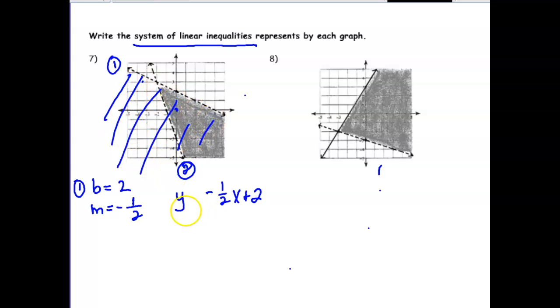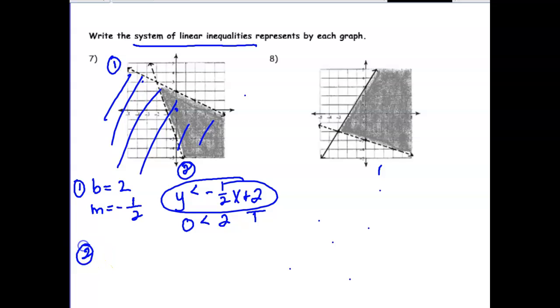So that means if I put in (0, 0), this statement needs to be true. Well, 0 is going to be less than 2, so that would make it a true statement. That's what we're looking for. So the first one would be y is less than negative 1/2 x plus 2.